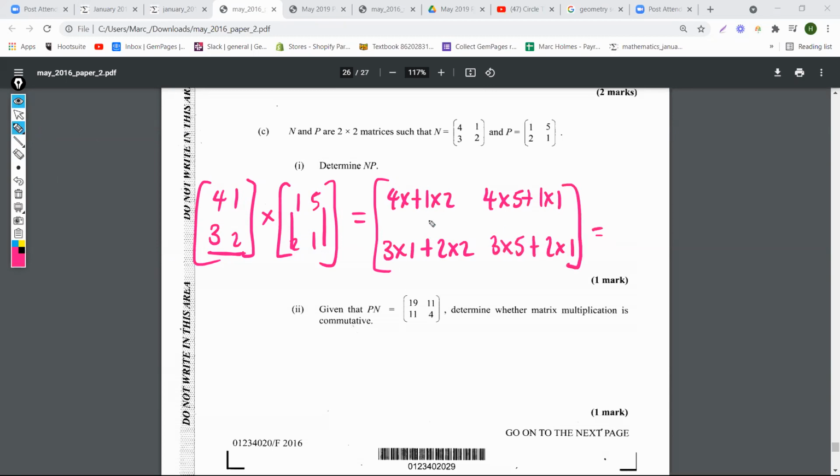So when we work that out now, we're going to end up with 4 plus 2, 3 plus 4, 15 plus 2, 20 plus 1. So this is 21, 17, 6, and 7. This is the matrix when you multiply it, equal to NP. Cool.